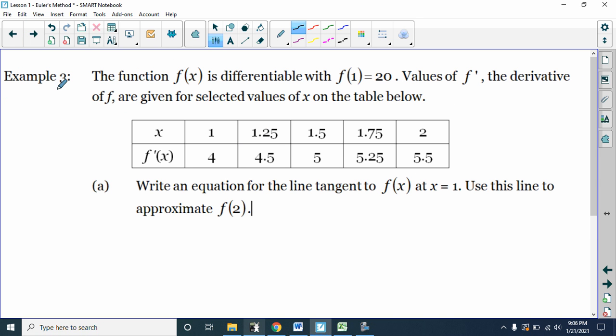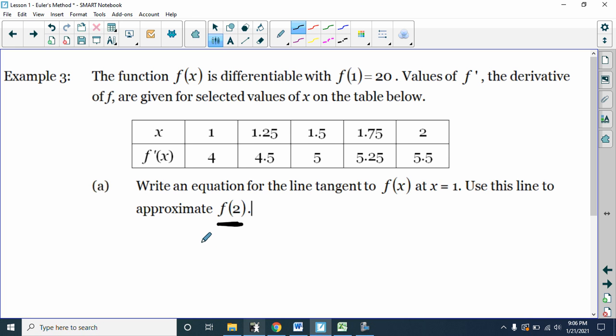Let's try one more. It kind of has 3 parts here. It's the same type of problem. We're just going to do it 3 different ways. So on all of these, we are given a table of values here. The values that are given are the derivative of f of x. We know f of 1 is 20. And what we're trying to do is evaluate f of 2.